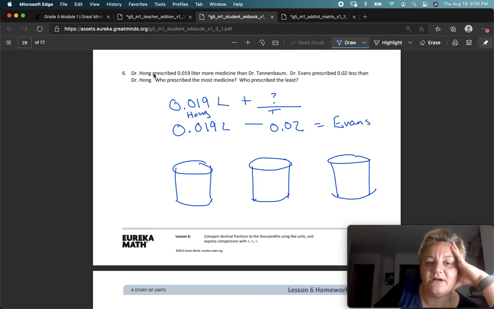Okay, so Dr. Hong prescribed more than Tannenbaum. So I'm going to say Tannenbaum's is right here. Okay? So let's say his is this mysterious number. I'm going to call it X. Okay, we don't know what his prescription is, right? We're just going to call it X because we don't know the number. But we know that Dr. Hong prescribed that much more than X. So his is X plus 19 thousandths. Dr. Evans, this is Hong, and this is Tannenbaum, and this is Evans.